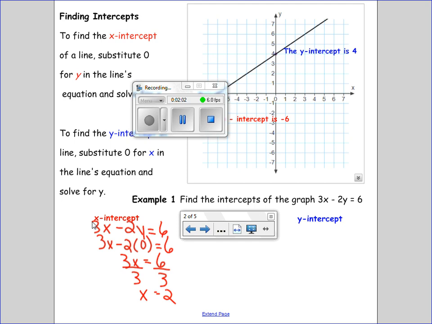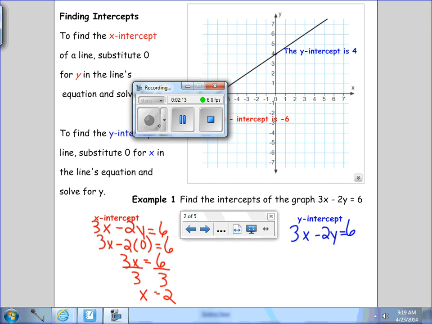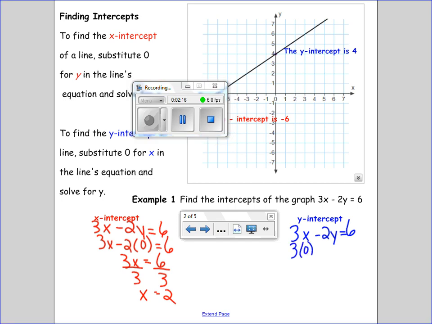In this next equation, so in this equation for the graph, our x is 2 and our y is -3.